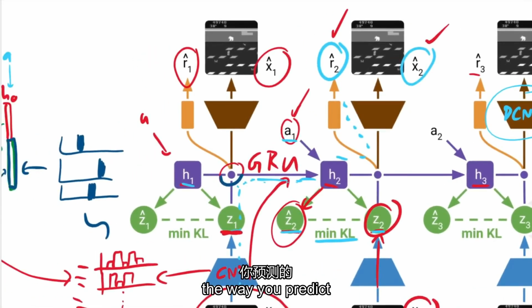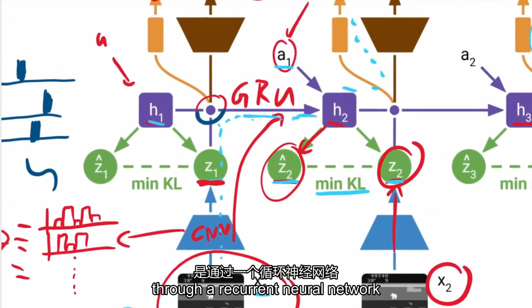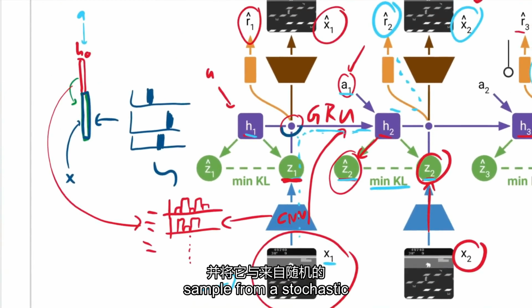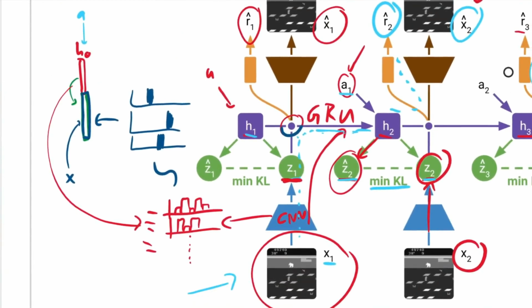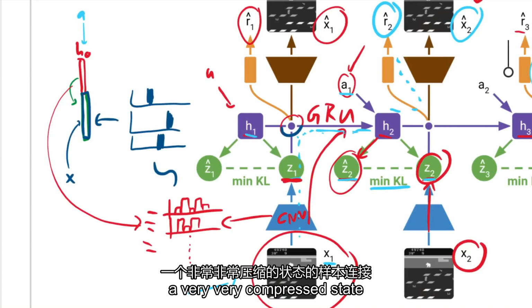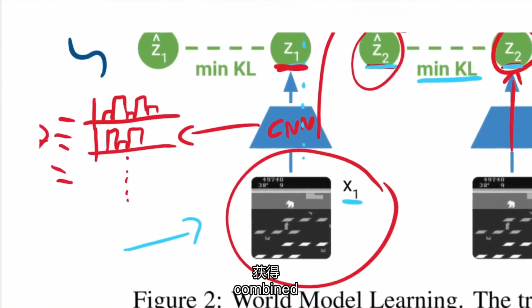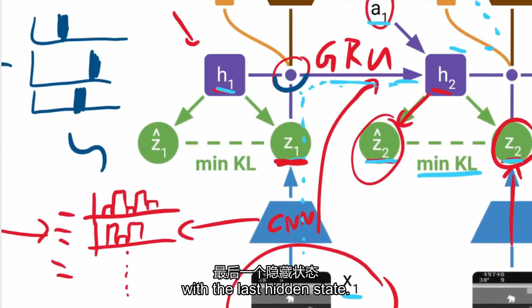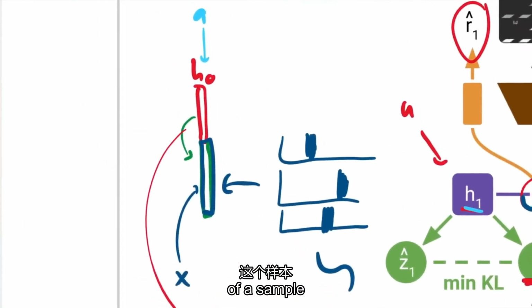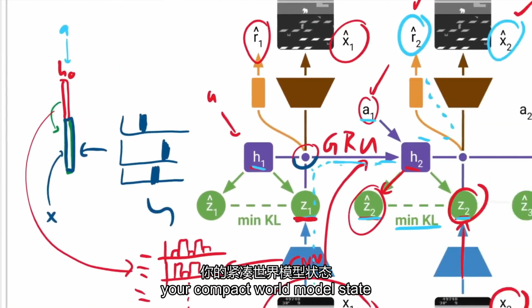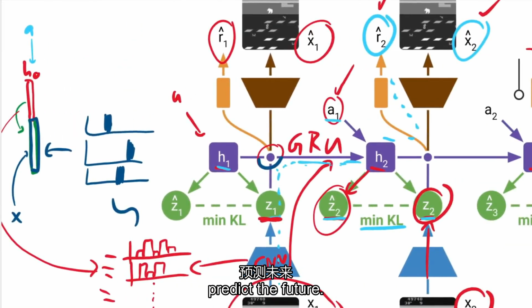Now, the way you predict that is going to be through a recurrent neural network, the latent state of which is going to be a combination of a classic latent state of an RNN and concatenated with a sample from a stochastic, very, very compressed state that you obtain from a CNN encoder combined with the last hidden state. Okay, so the combination of a sample from this and the deterministic state is going to be your compact world model state from which you predict the future.